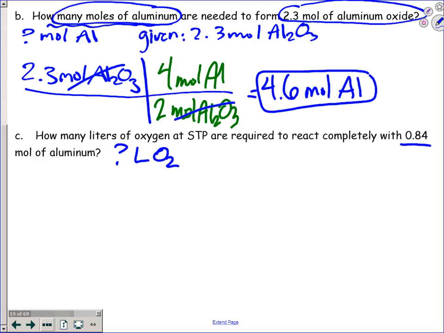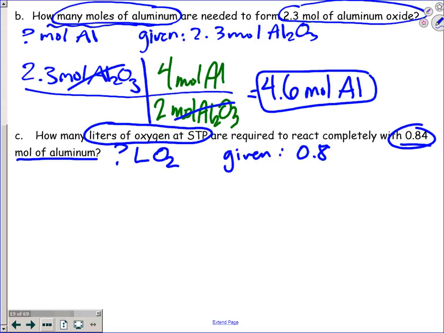Given 0.84 moles of aluminum. So, like I said, the question can kind of throw you off, but you've got liters of oxygen that's being asked for, and 0.84 moles of aluminum given. So that's your given. So what do I have to start with? The only number I have, which is 0.84 moles of aluminum.